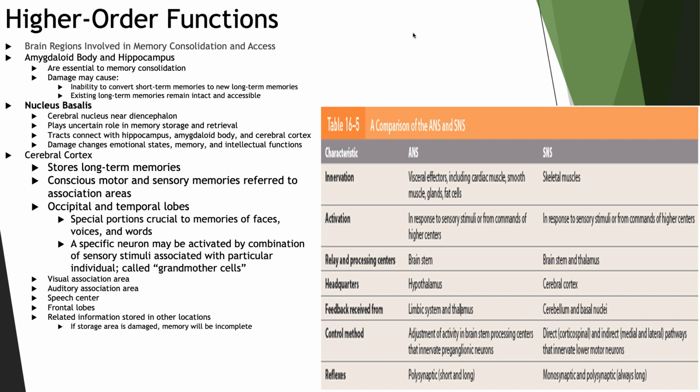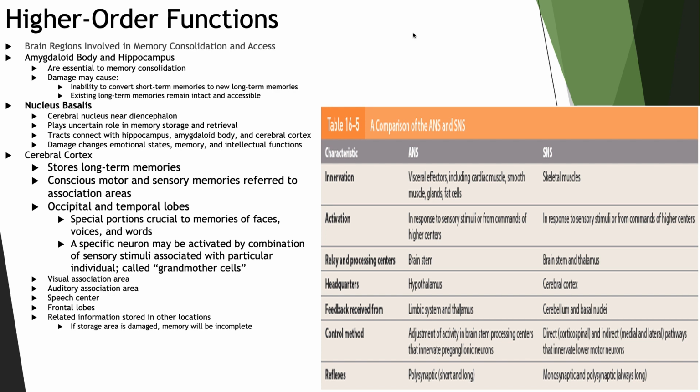Most long-term memories are stored in the cerebral cortex. Conscious motor and sensory memories are referred to the appropriate association areas. For example, visual memories are stored in the visual association area, and memories of voluntary motor activity are stored in the premotor cortex. Special portions of the occipital and temporal lobes are crucial to the memories of faces, voices, and words. In at least some cases, a specific memory probably depends on the activity of a single neuron.